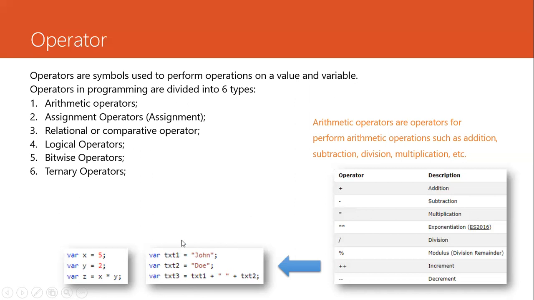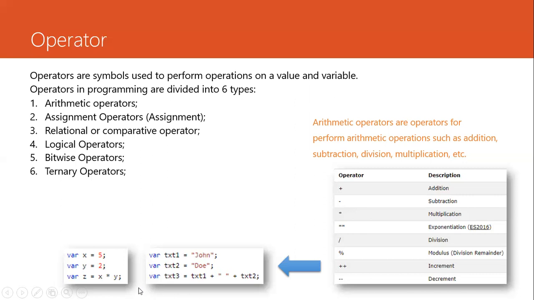We can also add strings, like in the variable txt here. On the left, you see that the values of the variables x and y are numbers, so we can easily multiply x and y. But in the middle, the example has variables that have the string data type, so we can also add the string data type.